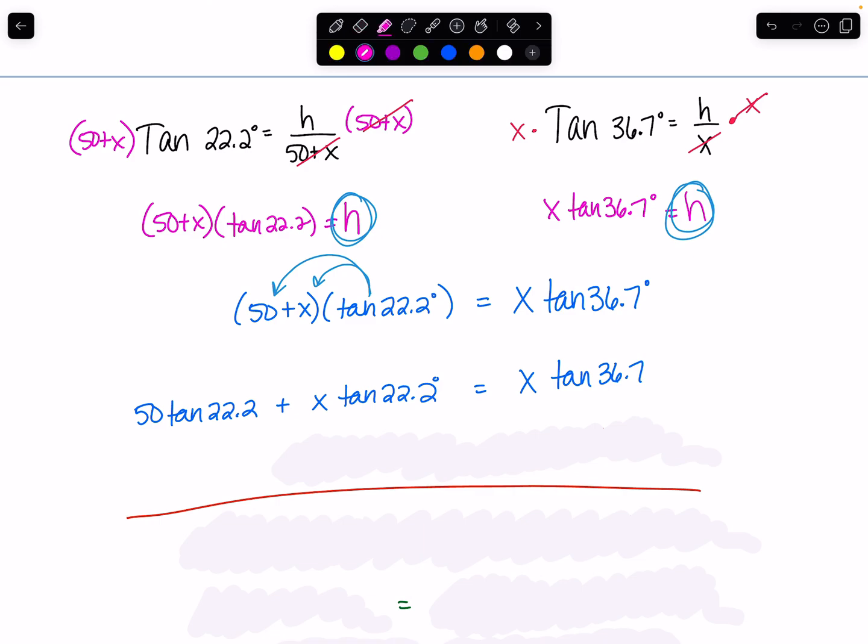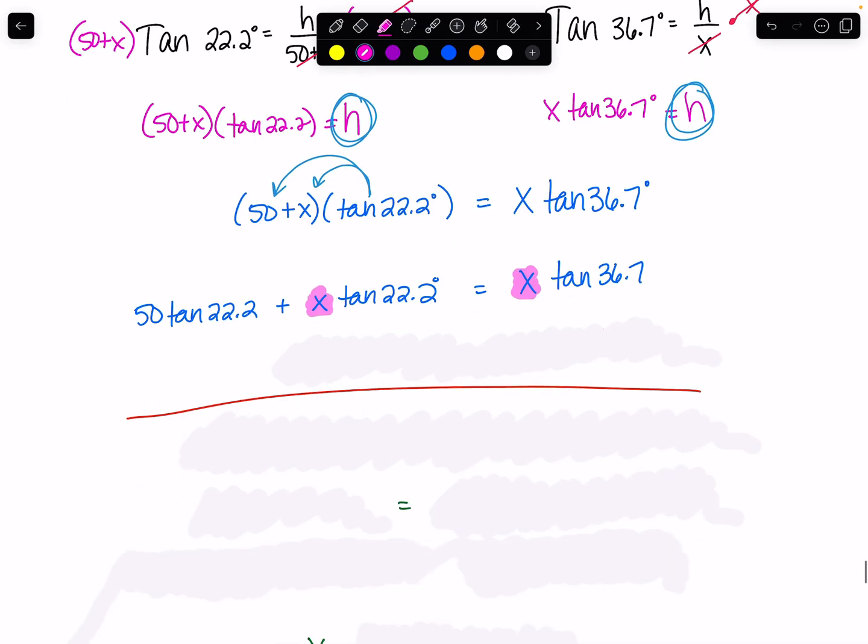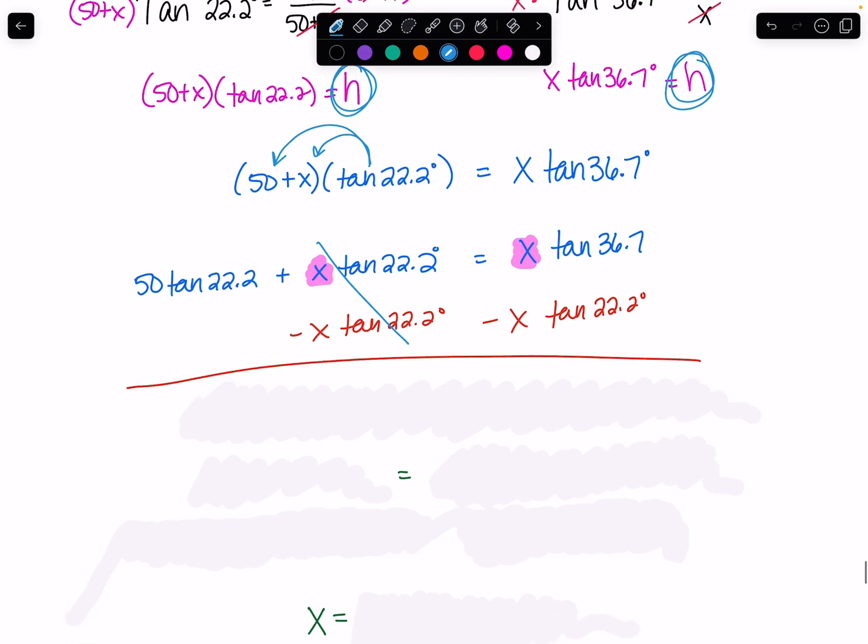Now, if you're looking carefully, you have a variable here, you have your variable here, and so I have two x's, but they're on opposite sides. My goal is to try to get x together onto the same side and isolate for x, right? Solve for x. So I'm going to take this x tangent of 22.2, and what I'm going to do is move it over to the other side by subtracting. Right? I'm going to move it over to the right side by subtracting it. When I do that, I now have a new equation.